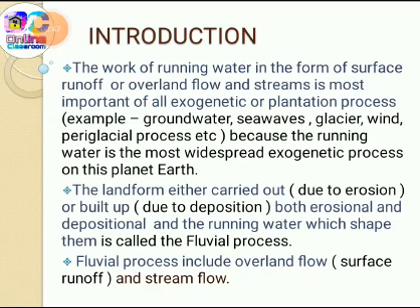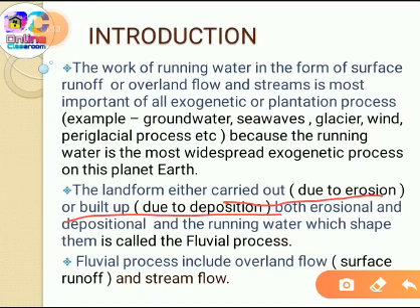The exogenetic processes consist of two actions, one is erosional activity, another is depositional activity. This depositional and erosional activity altogether form the fluvial processes, which include the overland flow, that is the surface runoff, and the stream flow. Now we need to identify that erosional activity is mainly the carrying away activity, and the built up activity is deposition. Firstly, we are going to discuss erosional activities in detail.